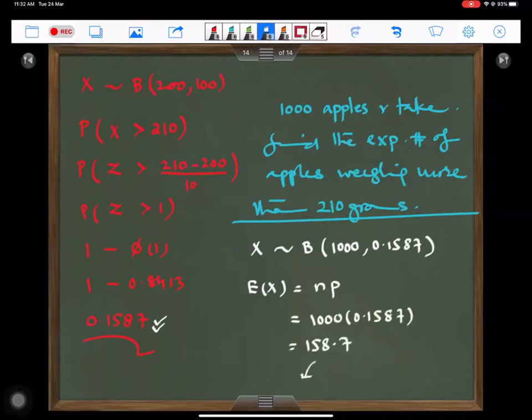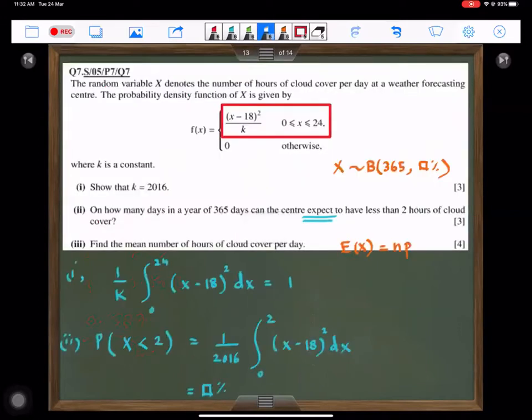And the examiner is happy with rounding down or rounding up because it's about an apple. You can't take a chunk of it and give it to someone else. You have to give it as a whole. So 158 is also an acceptable answer. 159 is also acceptable. Coming back to this, x follows the binomial distribution.